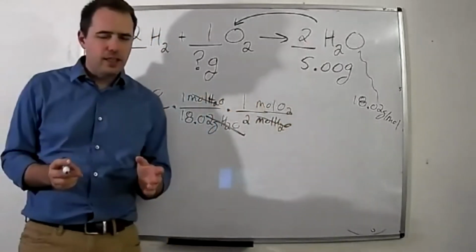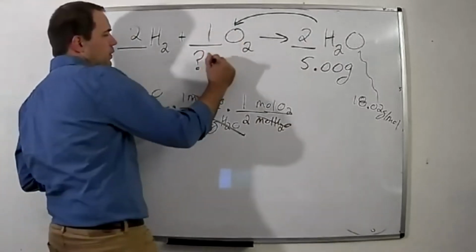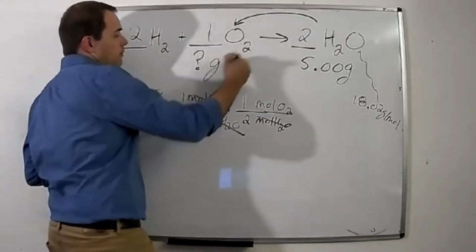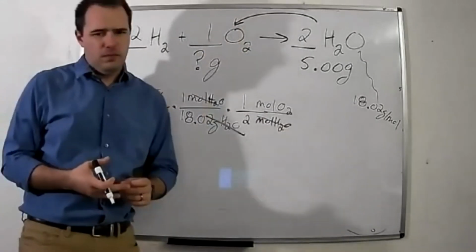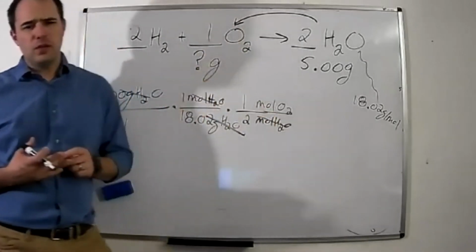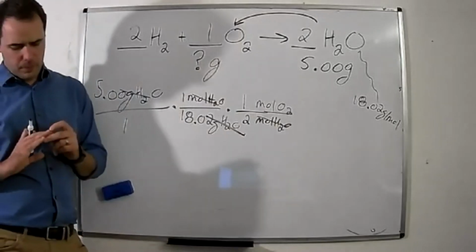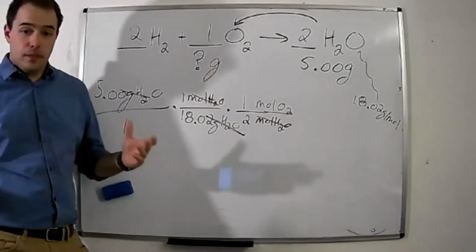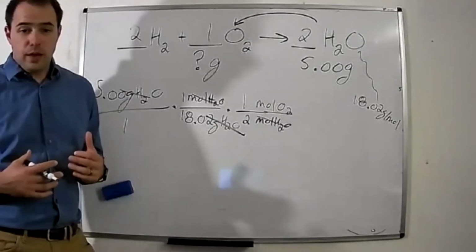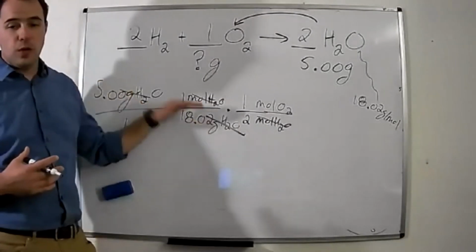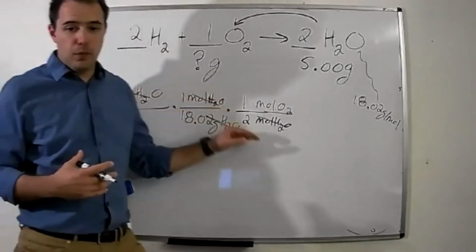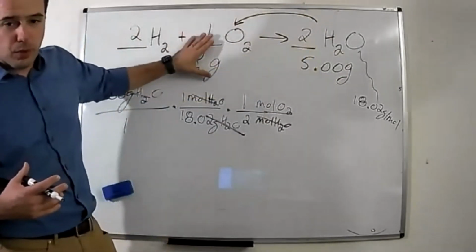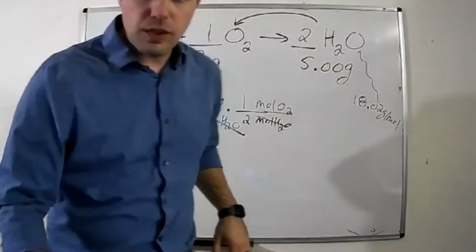But I'm not done. If I had said, how many moles of O2 do I need? Then I would be done. But I didn't. I said, how many grams of O2? So what do I do now? I'm in moles of O2. How do I turn that into grams of O2? Molar mass of O2. I need the molar mass of O2 now, right? So I went from grams of H2O using H2O's molar mass. Then I went from moles of H2O to moles of O2 with the mole ratio from the balanced chemical equation. Now that I'm in moles of O2, I can go to grams of O2 using the molar mass of O2.